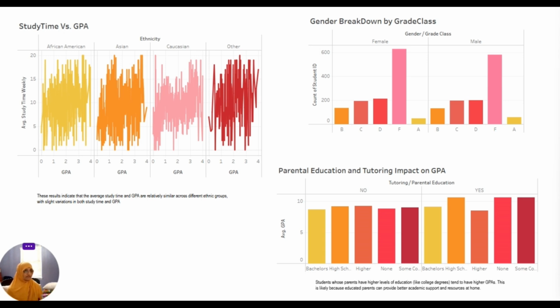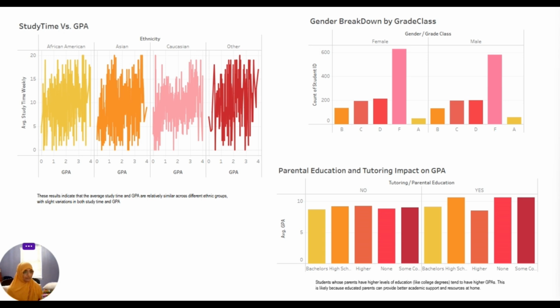So this really suggests that factors like socio-economic status, parental education, and access to resources might be more important in study habits and GPA rather than just ethnicity alone. So even though there are slight differences, it could be reflective of cultural attitudes towards education, level of parental support, and the quality of educational resources available to each of those groups.